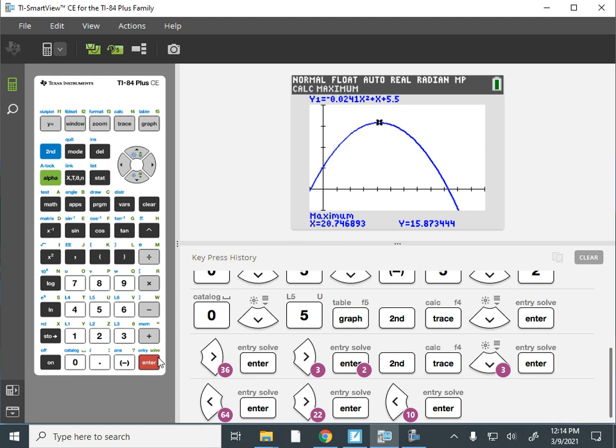So here's the turning point. It's roughly 20.75 and 15.873. So the shot put reaches its maximum height when it is at 20.75 feet horizontally.